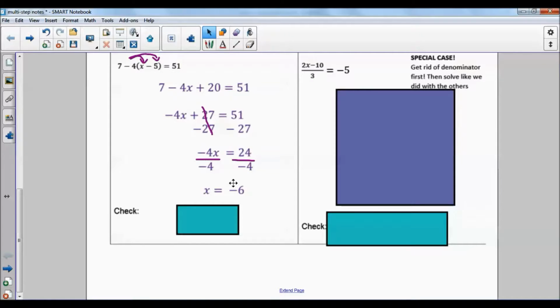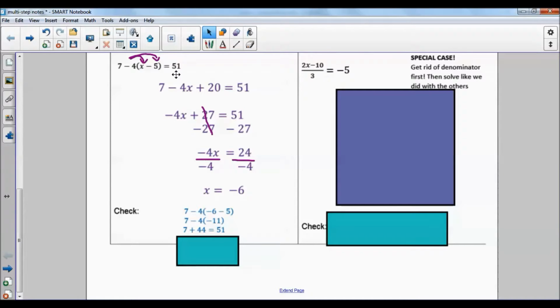Again, our most important step here is checking our answer, right? We're going to plug in -6 to x and hope that we get 51 when we solve it. Okay, so we keep our 7 minus 4, parentheses, -6 minus 5. We're going to solve inside of our parentheses first, so -6 minus 5 is -11. Then we're going to multiply. Negative 4 times negative 11 gives us positive 44. So then 7 plus 44 does equal 51, which is exactly what we wanted, so we did great.